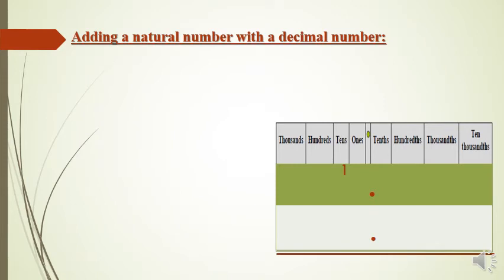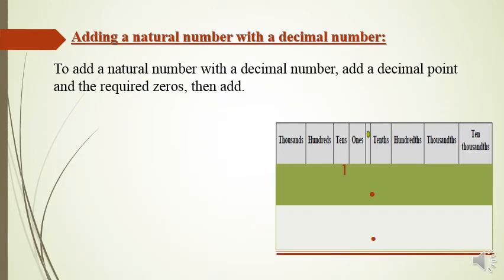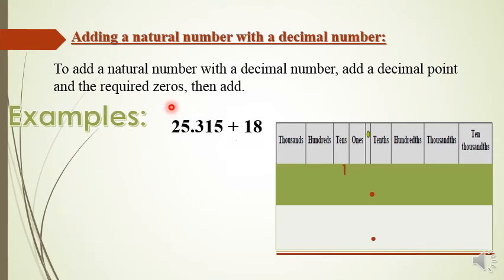Now, how to add a natural number with a decimal number? We said that to add two decimal numbers, we have to put the point under the point, but the natural number doesn't contain any decimal point. So what to do to add a natural number with a decimal number? We add a decimal point and the required zeros, then we add. Take an example. How to add these two numbers? Some of you think to add these two numbers, we write it in this way.